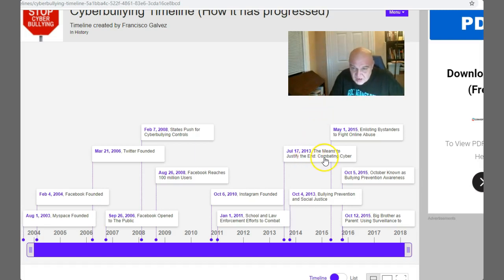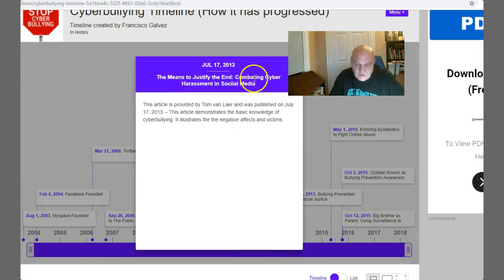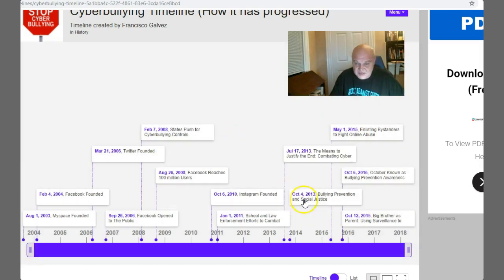Okay, so we see this is a list of articles, really excellent articles. Here's the negative effects of cyberbullying have been documented. It becomes kind of a research topic.